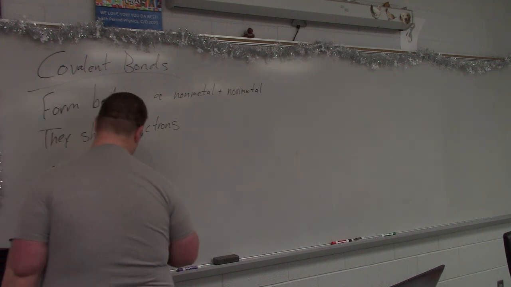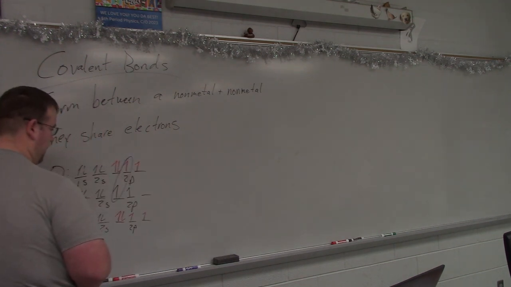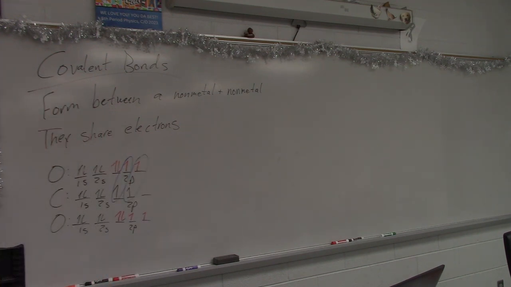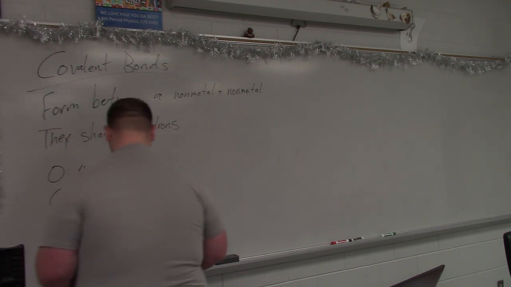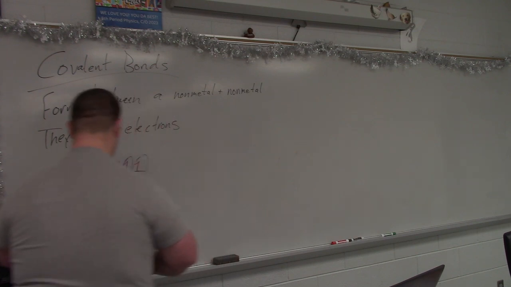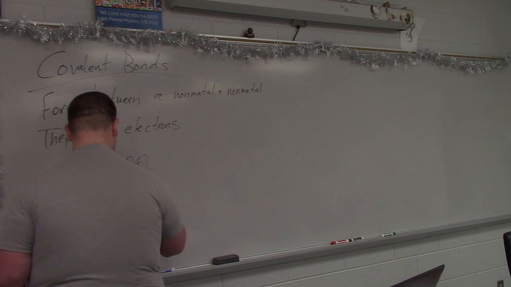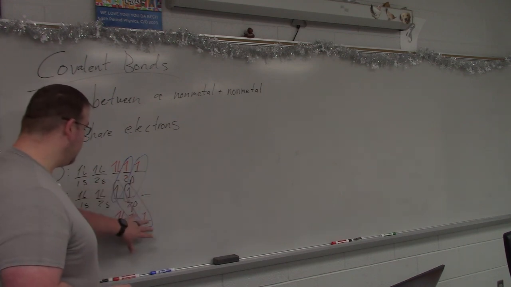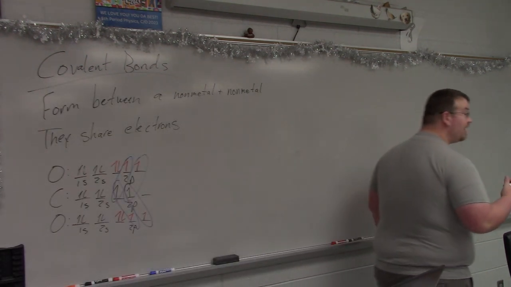What'll happen here is these two will overlap. These two will overlap. But then oxygen wants in on the action here. So this bottom oxygen will then have these two overlap, and then have these two overlap. So now these electrons that are getting shared count for them, so it's like they have a full octet.